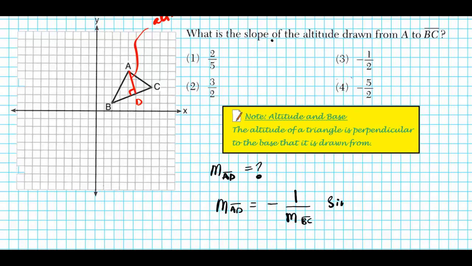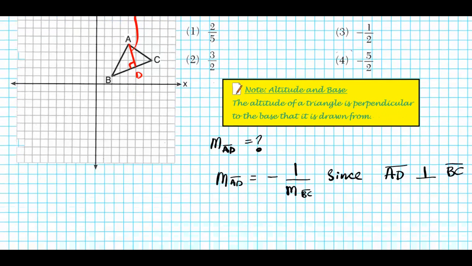because since AD is what? Perpendicular to the base BC. That's the basis, okay? So what's the missing piece here? We just need to find the slope of BC, and then we carry out this opposite reciprocation to get the slope of AD, okay? So let's do it. Let's find the slope of BC.